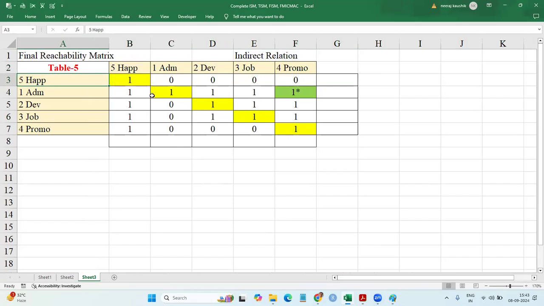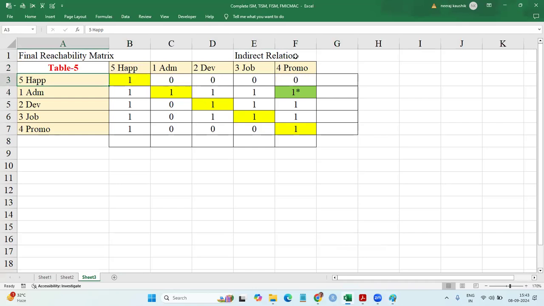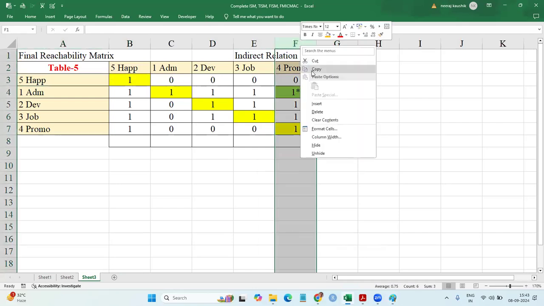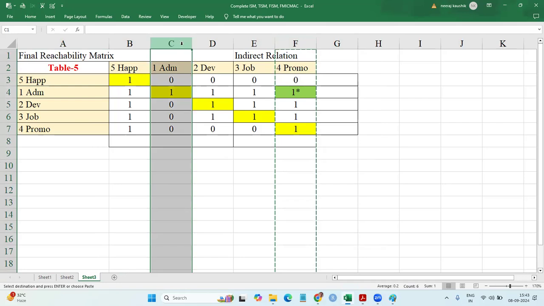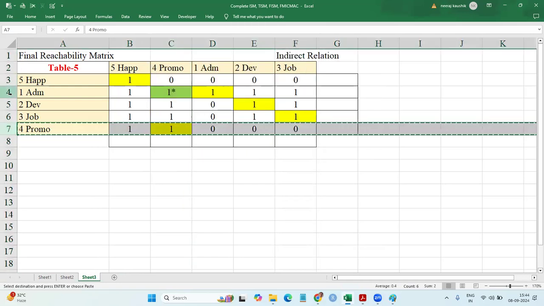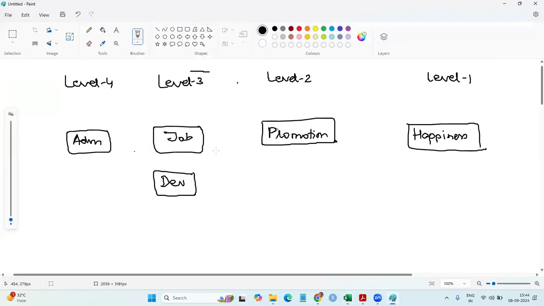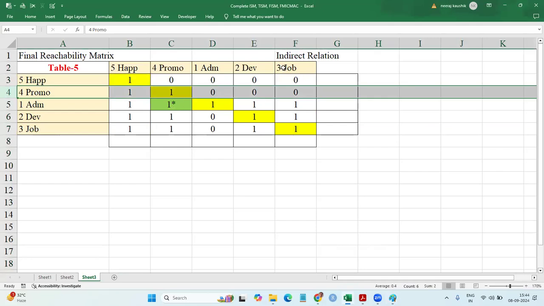Table number 5 is the same as table number 3. The only difference is it will not be in the order 1, 2, 3, 4, 5. It will be by level. First is happiness, second comes promotion. So take the promotion from here, cut, and it will go here. Insert cut cell. Take the promotion from here, cut, it will go here. Insert cut cell. The next one comes job and development. So job is there, it doesn't matter. Development job or job development, you can take any one of them.